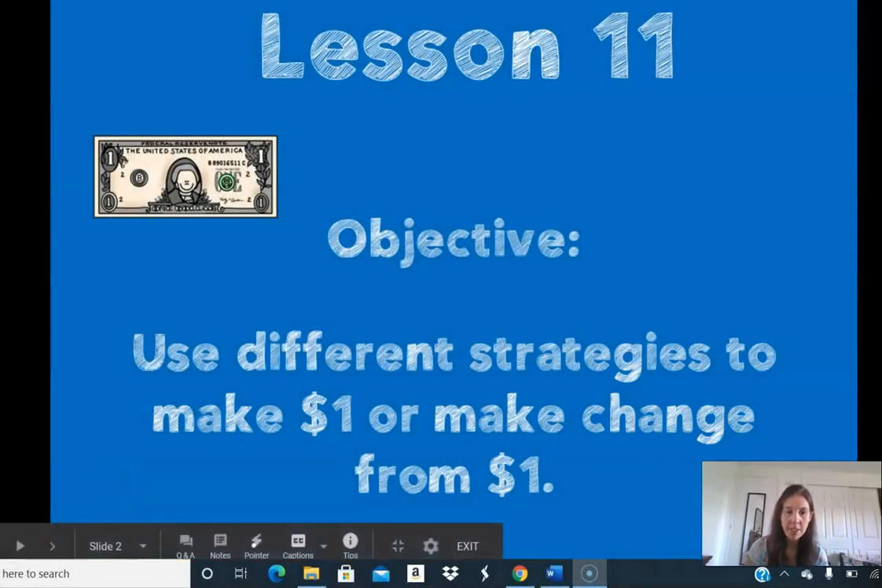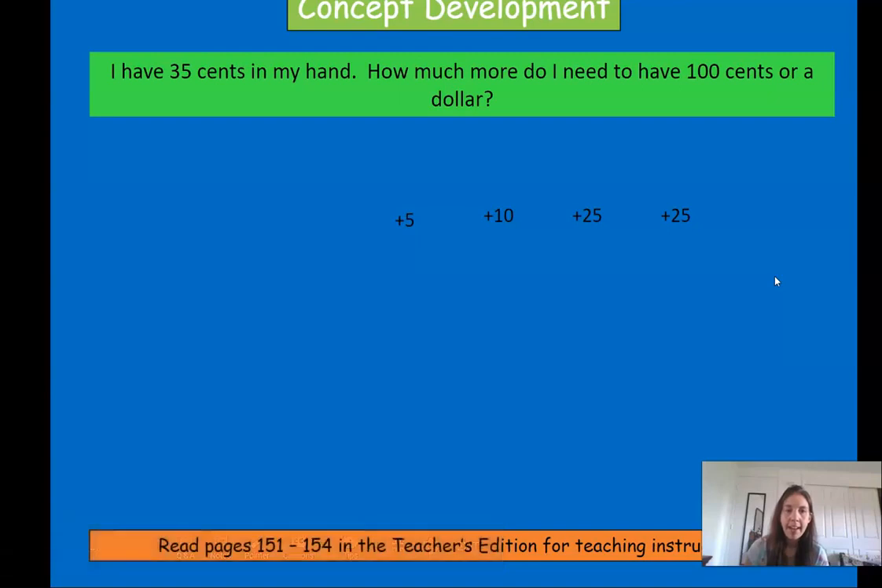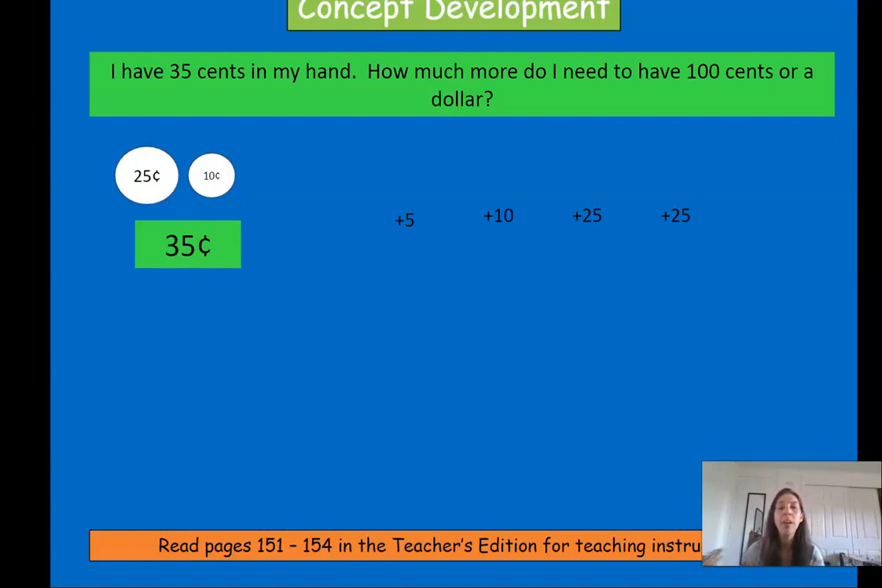Our objective today is to use different strategies to make $1 or make change from $1. Okay? So, if I have 35 cents in my hand, how much more do I need to have 100 cents or $1? Okay, that's what we're looking at today. So I have 35 cents in my hand, and I want to know how much more I need to get to 100.